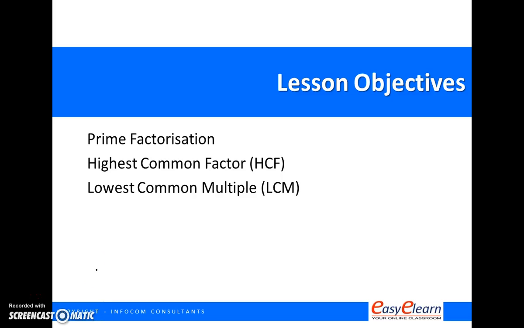In this lesson, we learn about prime factorization, highest common factor, also known as greatest common factor, and lowest common multiple, sometimes called least common multiple.